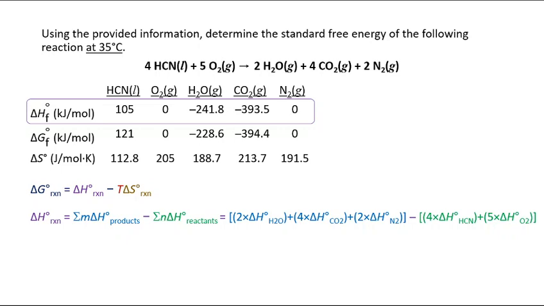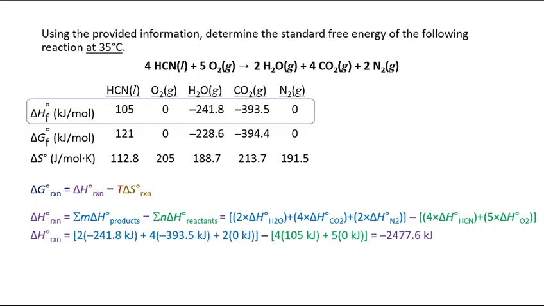Plugging all of these values in, making sure you still use the appropriate negative signs where they're needed, you just plug in the values of the standard delta H's of your H2O, your CO2, your N2, HCN, and O2. Please note, very similar to the delta G's, you have a standard enthalpy of formation of 0 for both your N2 and your O2. And so now we know our delta H.